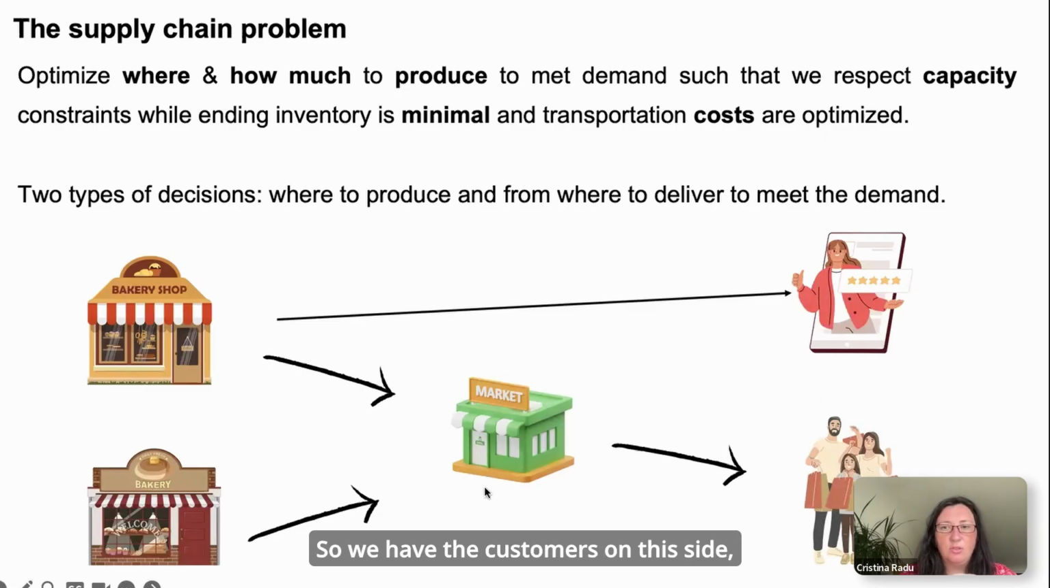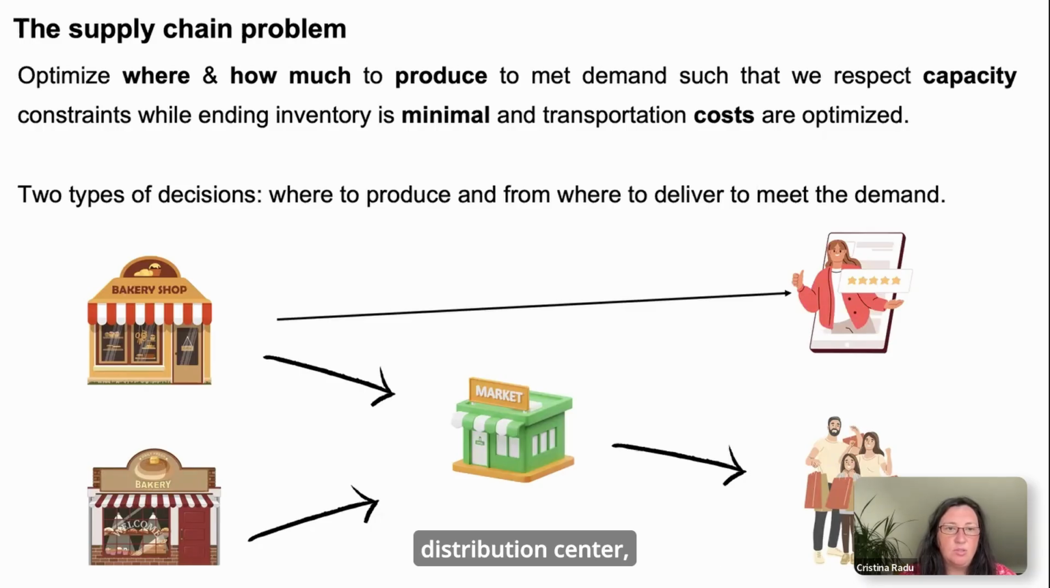So we have the customers on this side, but let's say in the middle we have the distribution centers, and then there needs to be a decision of which customer is served by which distribution center or by which plant, and those are called direct shipments.